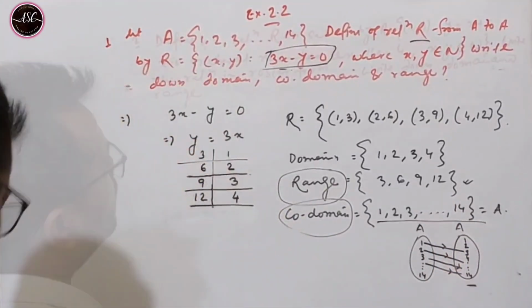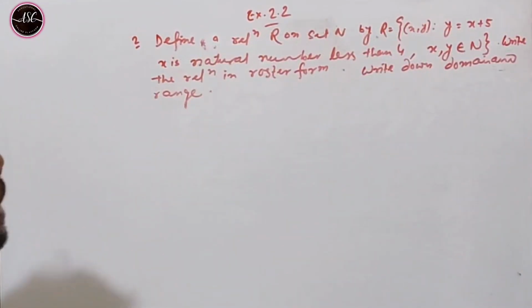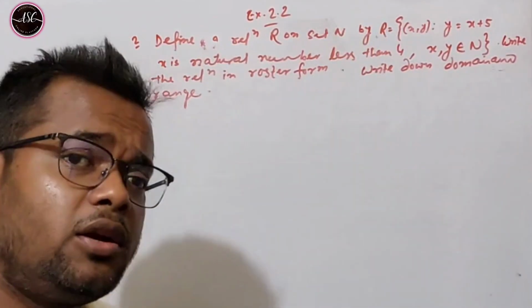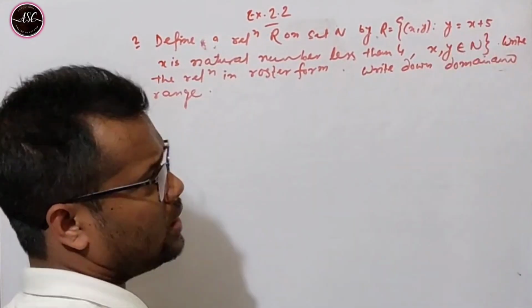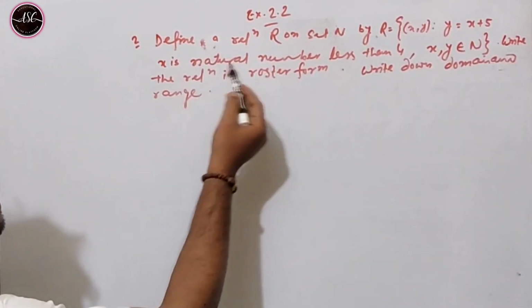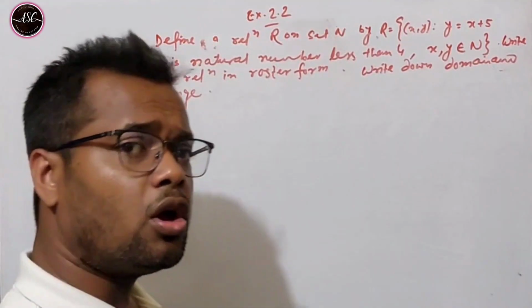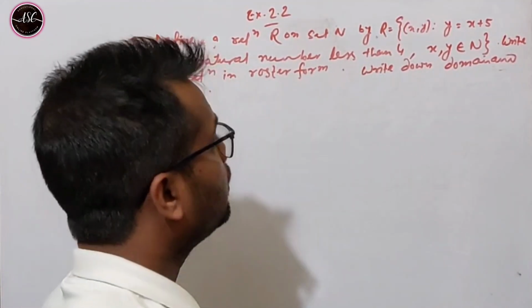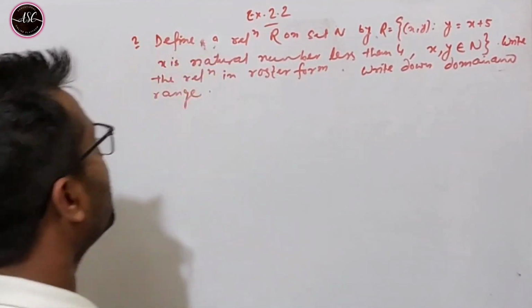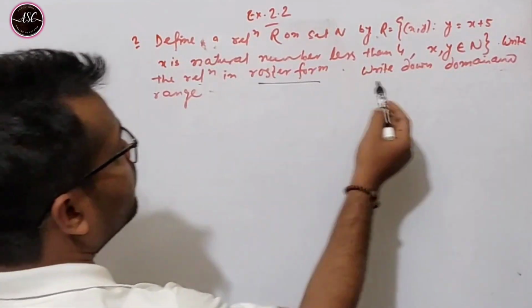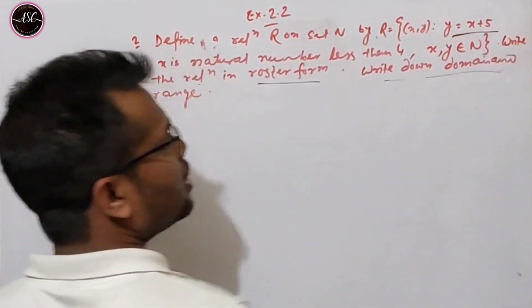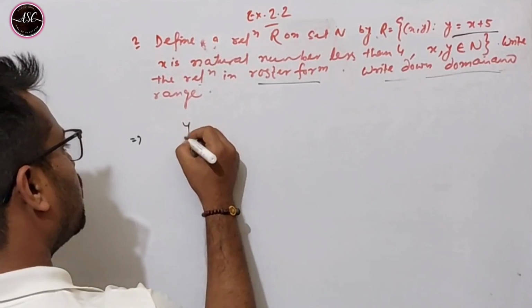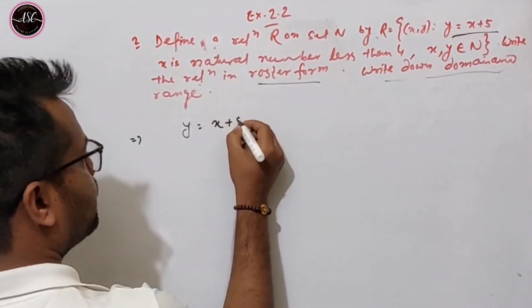Okay. Here, look at this question. Define a relation R on set N. N means the set of all natural numbers, by R equal to (x, y) such that y equal to x plus 5, where x is a natural number less than 4. So x should be 1 to 3 and (x, y) belong to N. Write down the relation in roster form and write down the domain and range. So we have to first solve this equation. Here y equal to x plus 5.